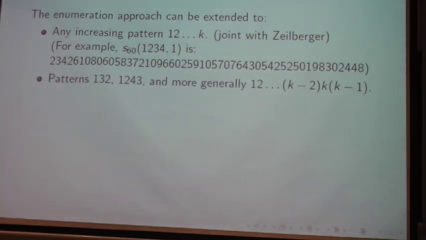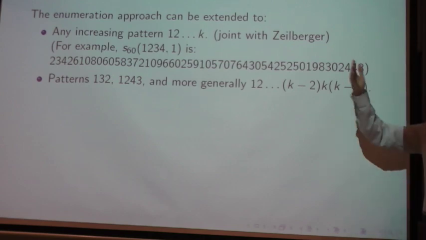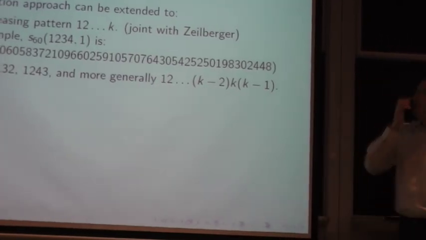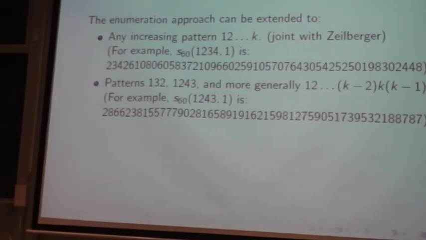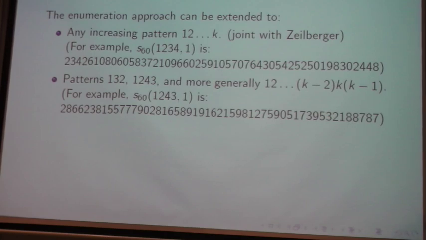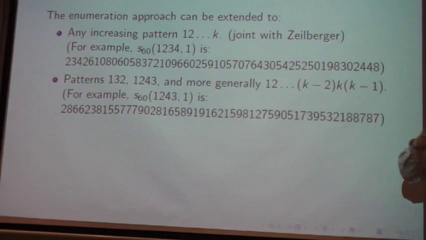Likewise, you can also extend it to patterns of the form 1, 3, 2, 1, 2, 4, 3, and more generally, increasing patterns where the last two terms are transposed. For example, if I wanted the first 60 terms for one occurrence of 1, 2, 4, 3, I can easily do that too.